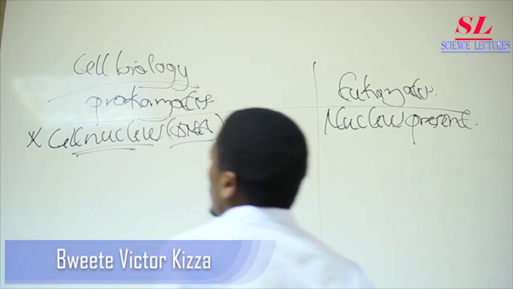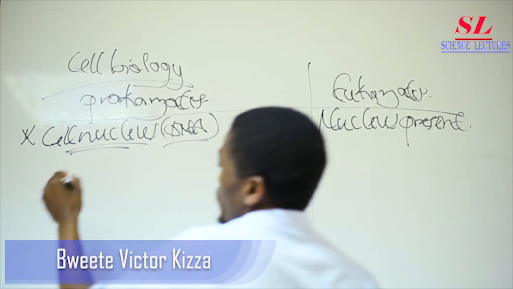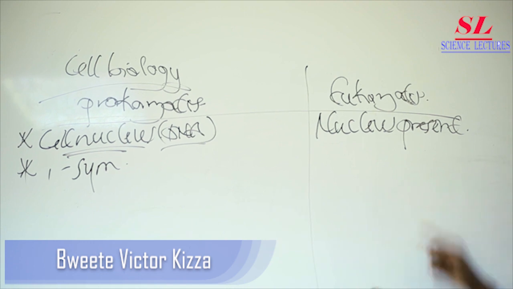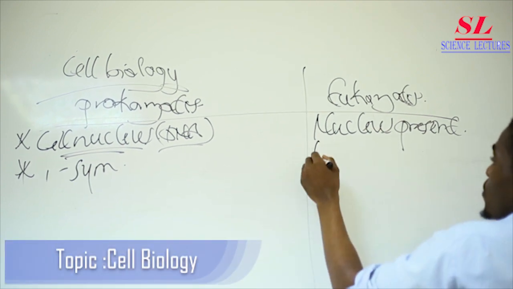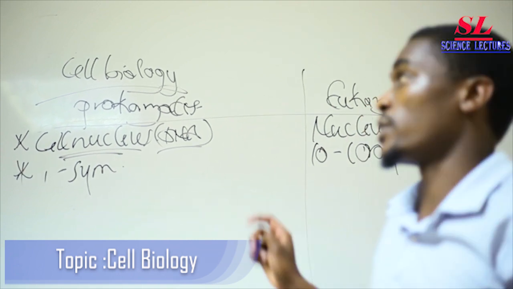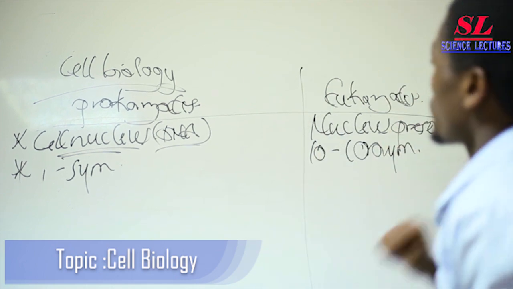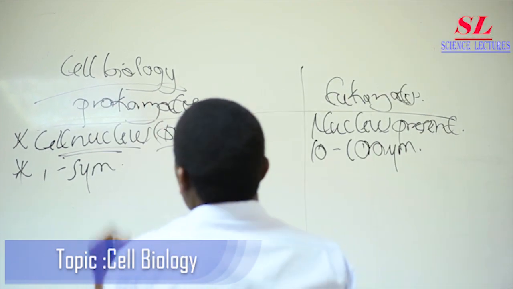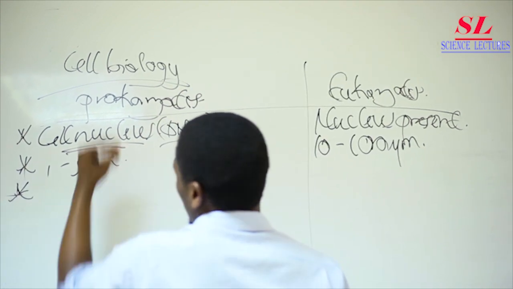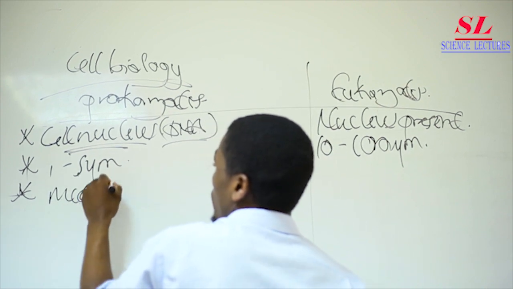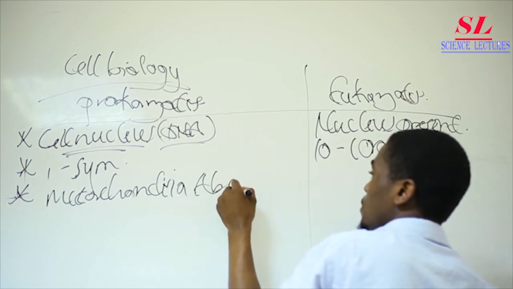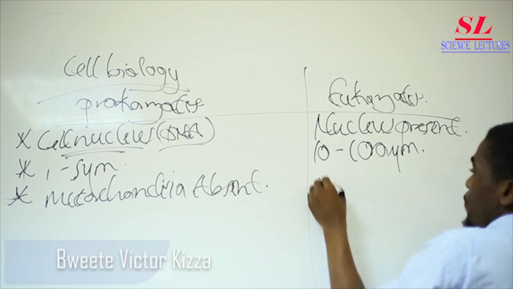Then another difference, we can talk about the size. These ones are usually around 1 to 5 micrometers in size, but the eukaryotes are always around 10 to 100 micrometers in size. That is the range we can give them. Then another difference between the prokaryote and the eukaryote, the prokaryotes will always lack mitochondria. Mitochondria, this side is absent.